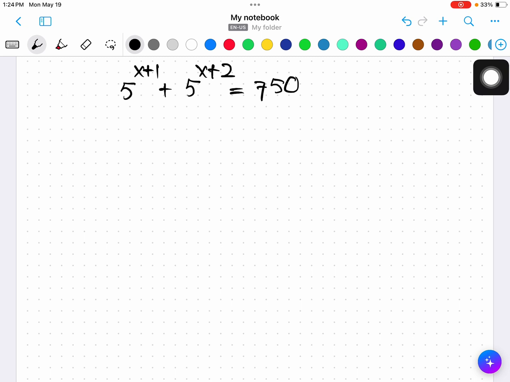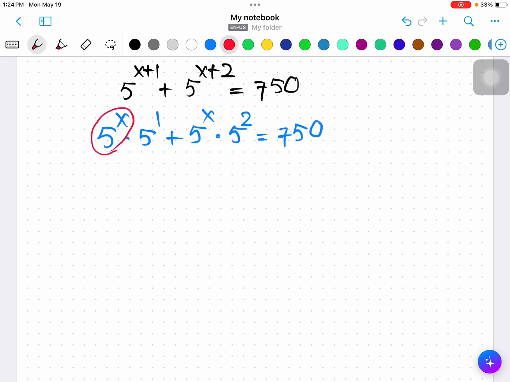First, 5 raised to x plus 1 is equal to 5 raised to x multiplied by 5 raised to 1, plus 5 raised to x plus 2 is equal to 5 raised to x multiplied by 5 raised to 2, is equal to 750.